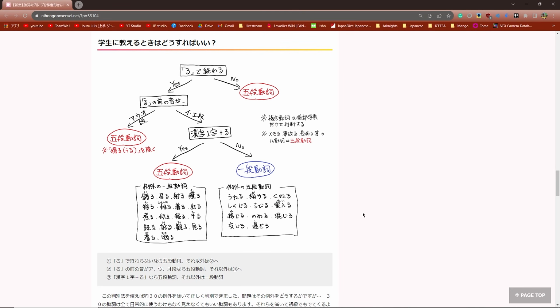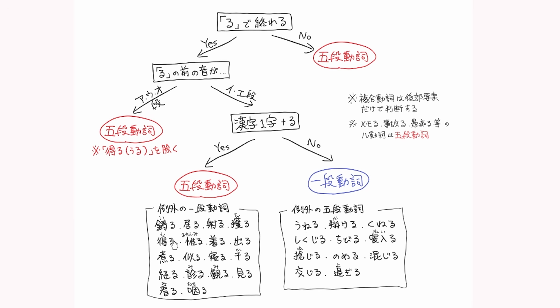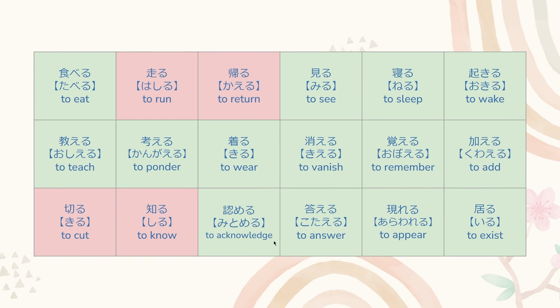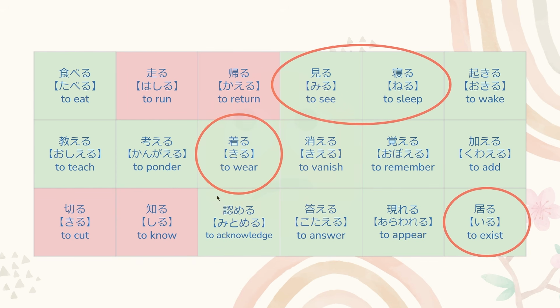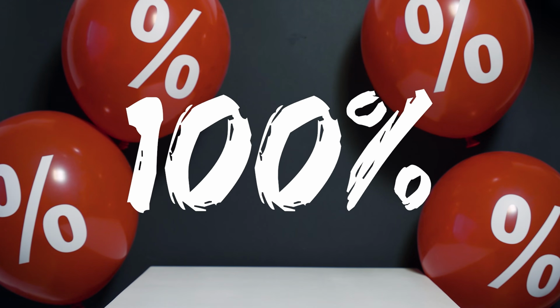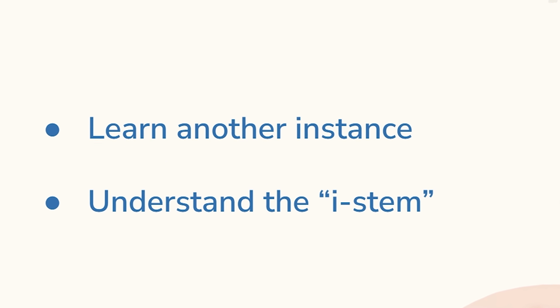There are some Japanese teachers that try to come up with some complex rules to tell them apart. For example, this one, nihongosensei.net, has this graph here that says that if the verb is one kanji plus a ru, then it has to be a Godan verb. However, I don't really buy into that because some words just don't follow those rules. Furthermore, the method that I learned from Kurodali sensei works 100% of the time, and that is to simply learn another instance of the word, preferably one that uses the verb's E stem.